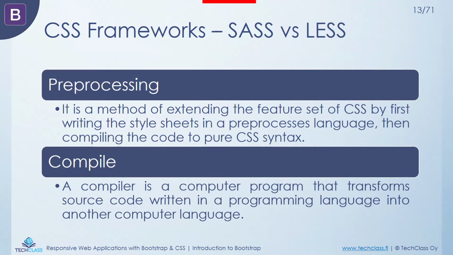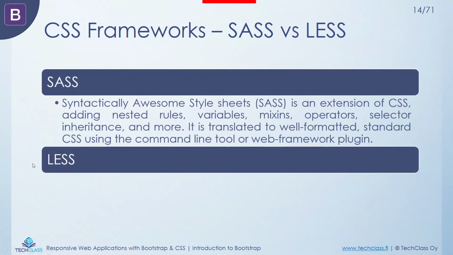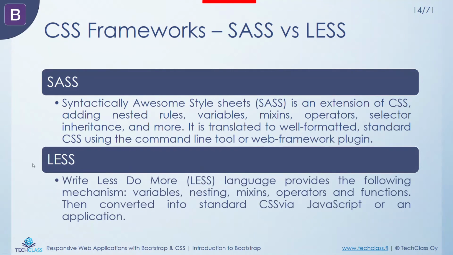It's also nice to get familiar with the term compile. A compiler is a computer program that transfers your source code in one programming language into another computer language. So that's the whole definition of the term compile. And then we have Sass and Less. As an extension of CSS, you can add nested rules, variables, mixins, operators, selector inheritance, and more.